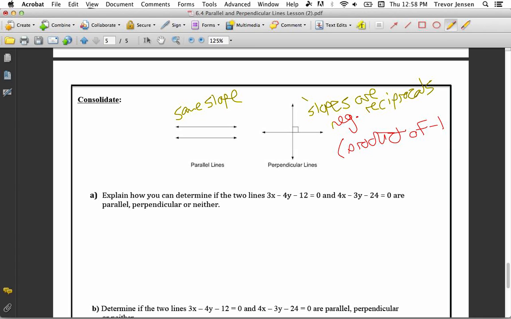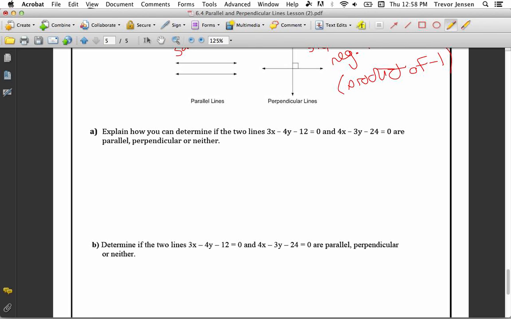of negative 1. Okay, explain how you can determine if the two lines 3x minus 4y minus 12 equals 0 and 4x minus 3y minus 24 equals 0 are parallel, perpendicular, or neither. What you would have to do to start off with is rearrange them into the form y equals mx plus b, slope y-intercept form, so that you can tell what the slopes of those two lines actually are.